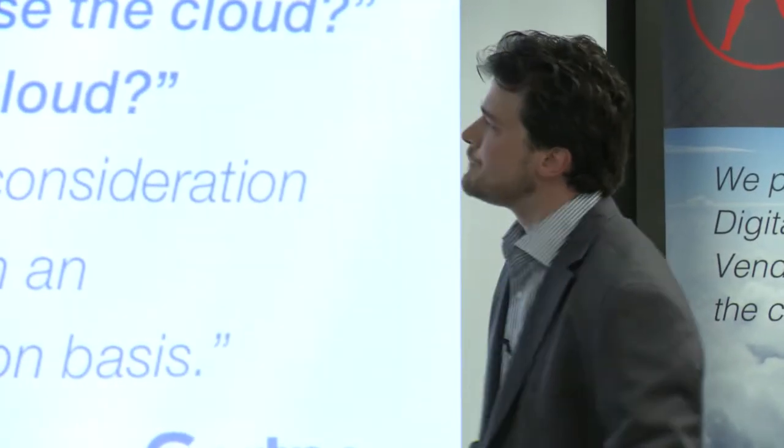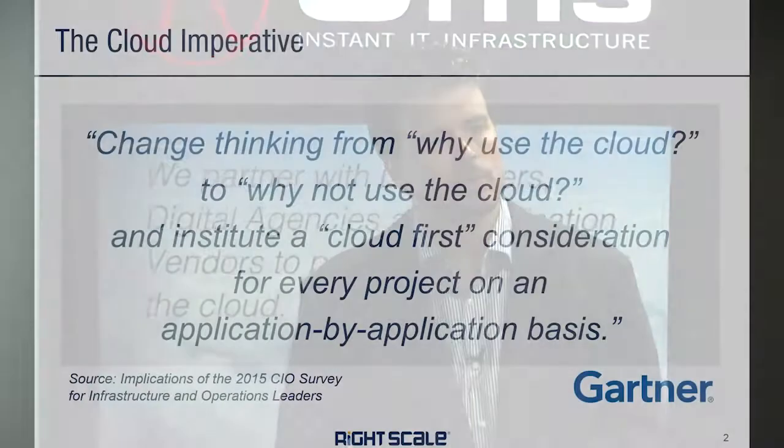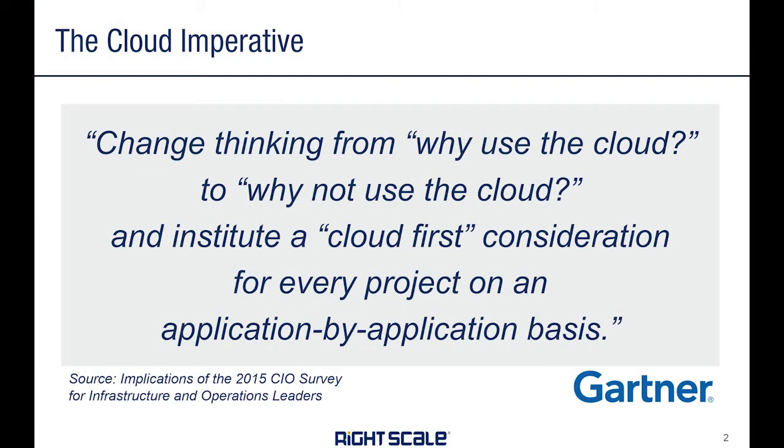But jumping right in, there's been a massive change in thinking over the past 2 years for the enterprise. And Gartner highlighted this in their 2015 CIO survey, which the imperative has become, instead of why use the cloud, why not use the cloud? And this is what you sometimes hear as a cloud-first strategy. Make it a point to understand which of your applications are going to be the exception, not the use case for cloud.